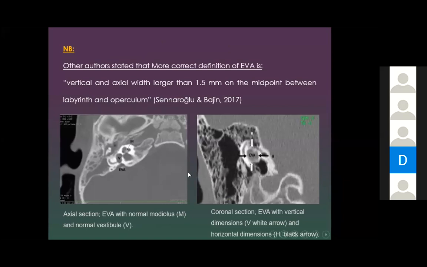Other authors stated that a more correct definition of EVA is to measure 2 points. This is a coronal CT scan, and this is EVA. They measure the vertical and horizontal axis at the midpoint. If it is more than 1 millimeter, they diagnose EVA. So the vertical and horizontal axis at the midpoint between the operculum and labyrinth is measured. If it is larger than 1.5 millimeter, it is EVA.